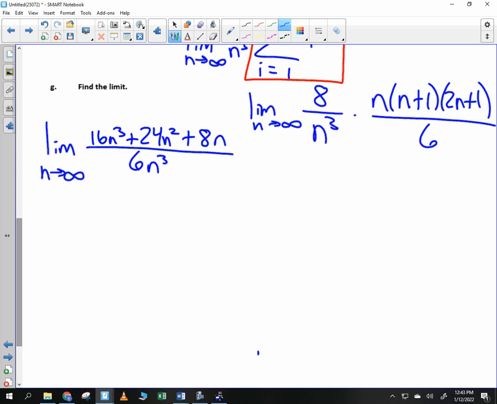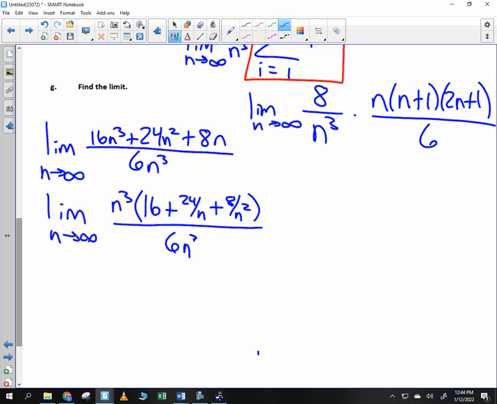How do I determine an infinite limit? Take out the n cubed. Limit as n goes to infinity of, I take the n cubed out of the top. What are you left with? Plus 24 over n plus over 6n cubed. What happens? The n cubes are gone. What else happens? Why does 24 over n and 8 over n squared, why do those go away? Yeah, because you're plugging a large number for n, so the denominator gets ridiculously large. If the denominator is ridiculously large, that makes it go to 0. So what are you left with? What is 16 over 6? Which is 2.6 repeating?